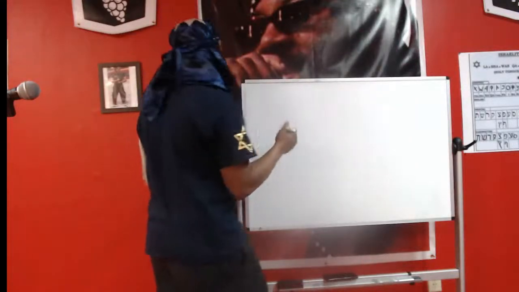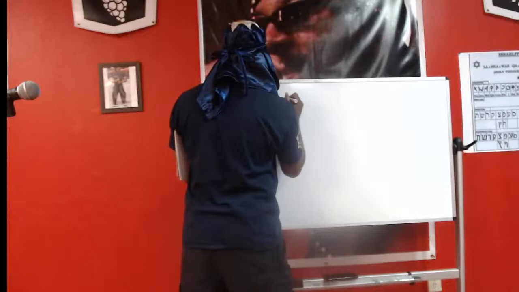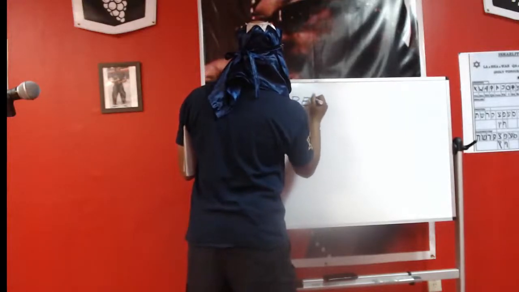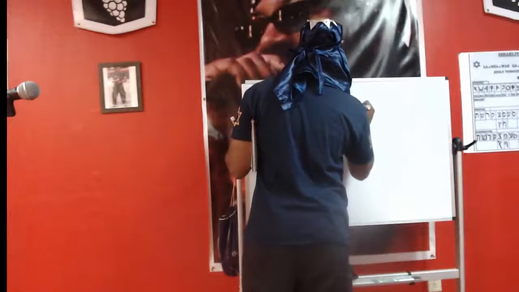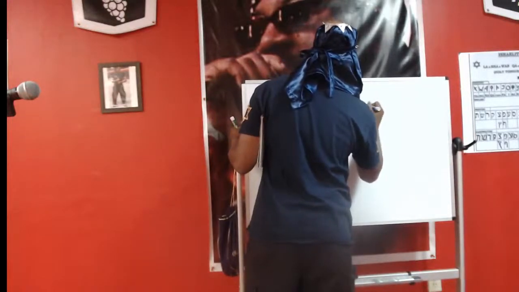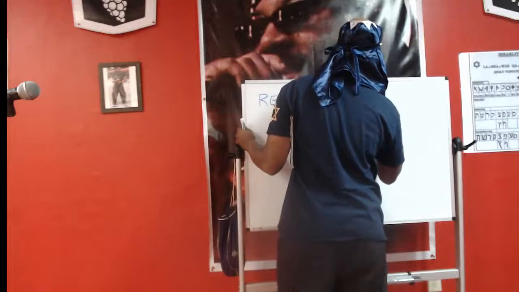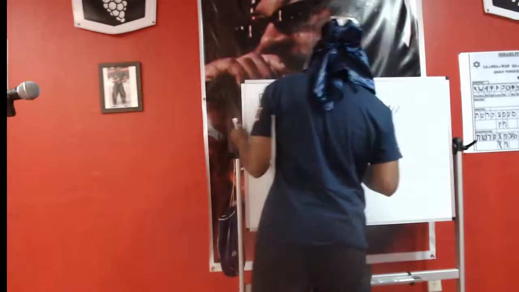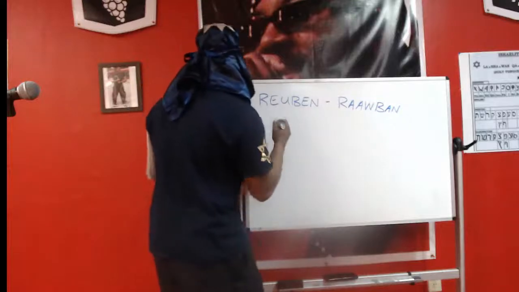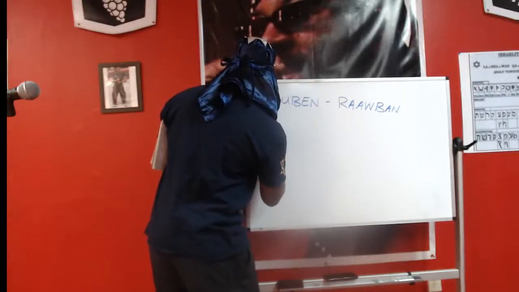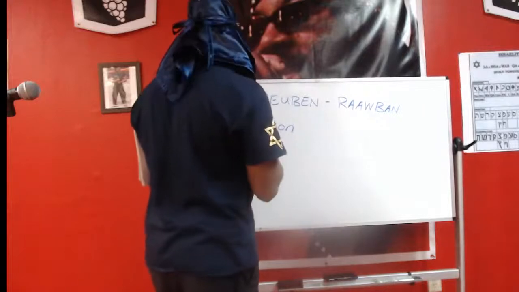And our next tribe of Reuben. Tribe of Reuben, or Ra'alban. Rawban. And this means a son. A son.